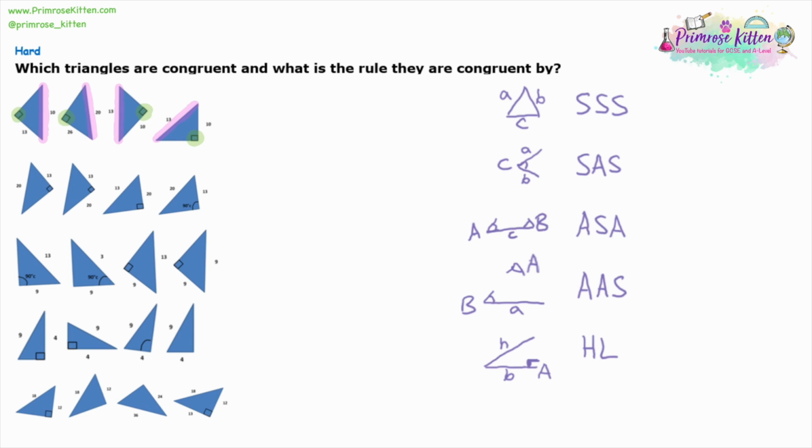So now we can actually eliminate 2 of these. The first one with 10 and the second one with 20 do not match, so they cannot be congruent. But the third and fourth one have both got 13. They do match, so they could be congruent.